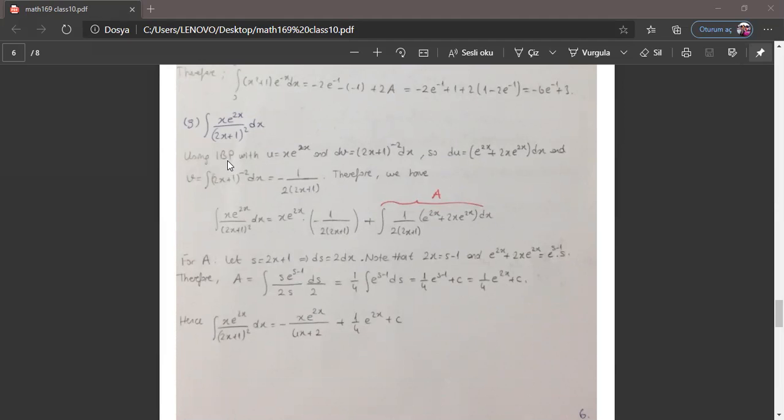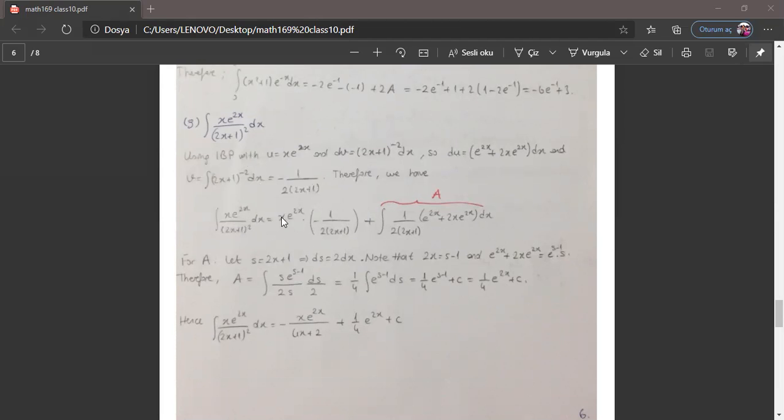Now we will again use integration by parts. We say u is equal to x e to the 2x and dv equals to this. Differentiate and integrate and get these values. v is equal to that and du is equal to this. Now what do we have?